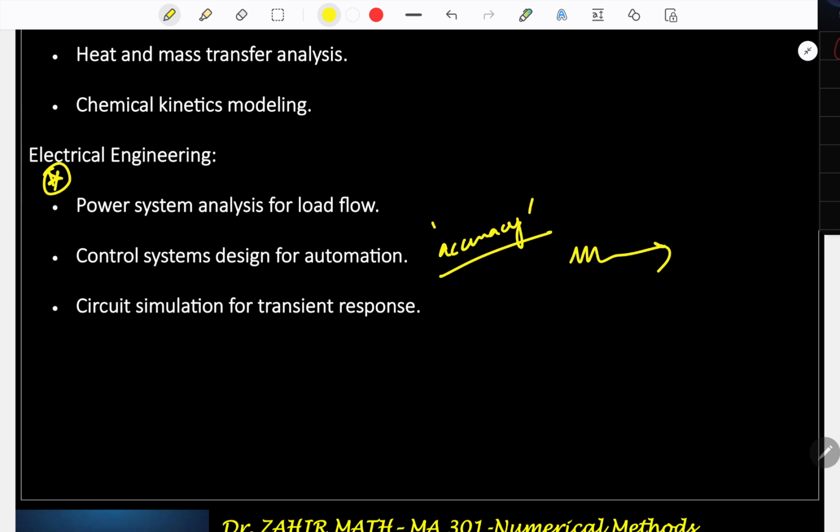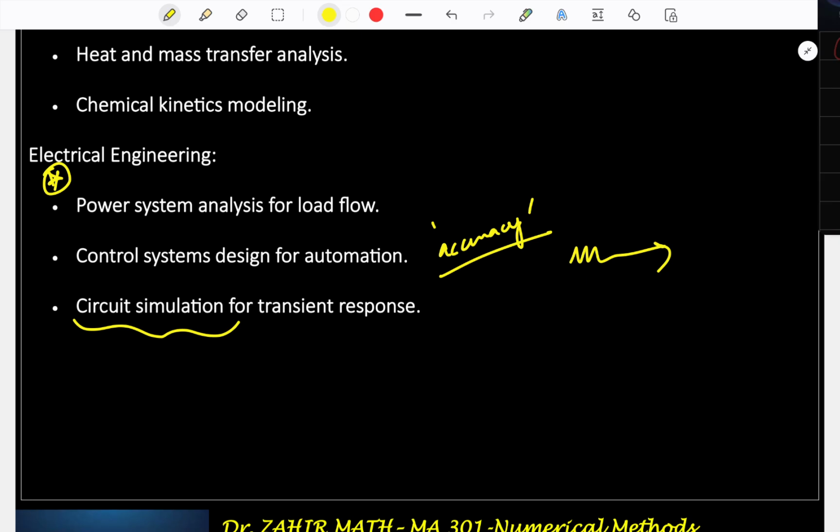It gives you a clear picture, a clear decimal value. The next very important thing is circuit simulation. A lot of research is going on in this field. Most of the people are using numerical methods for their research work. Circuit simulation for transient analysis predicts how electrical circuits behave during quick changes or problems. So these are a few applications where you're going to use numerical methods in your field of engineering. Of course, I know you don't like it, but still I need to tell some of the important applications.